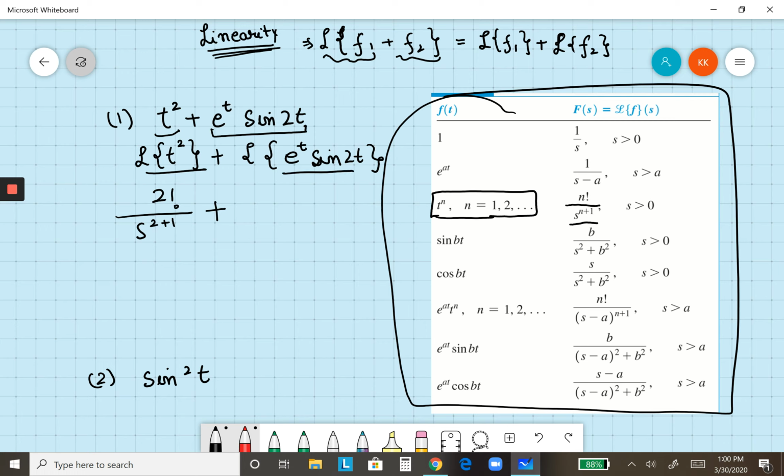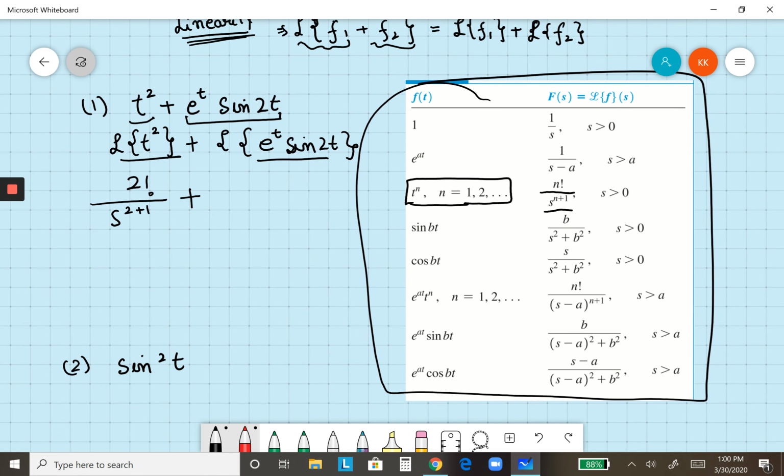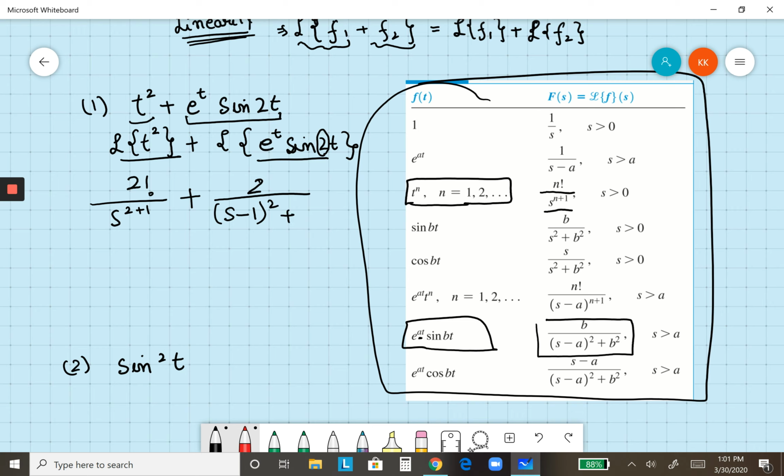This resembles this part, e raised to power at sine bt. So we have to use b over s minus a whole squared plus b squared. In this particular case, we have a equal to 1 because our e raised to power is 1t, so our a is 1. And b is 2 because it's sine 2t. So we have to write b, which is 2, over s minus a, which is 1, whole squared plus 2 squared.